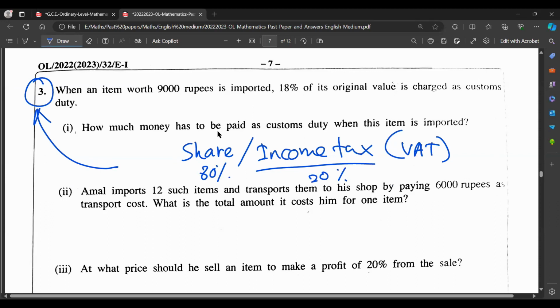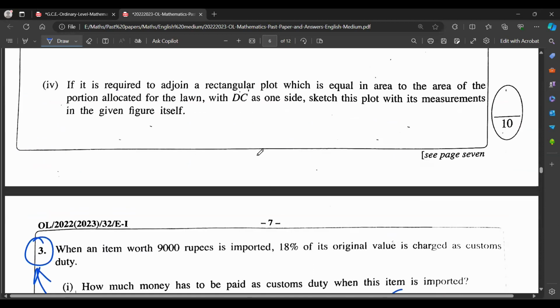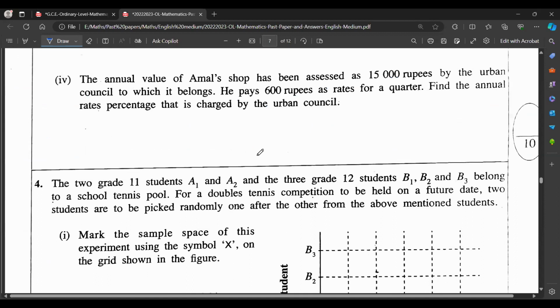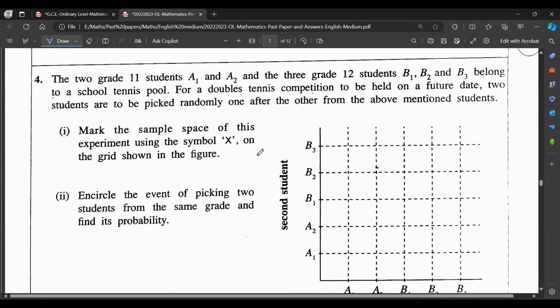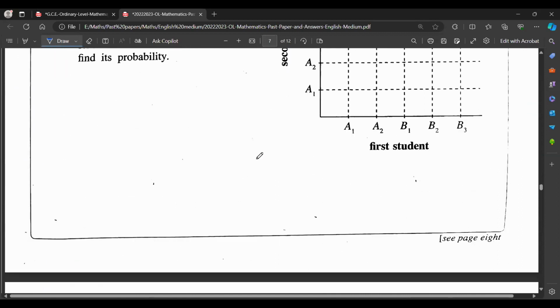So remember this one. Please refer to this question, share market and something like that. So refer to them. You can get marks. I don't take much time for that one. If you want, I can do the share market question. And they will ask you this one.